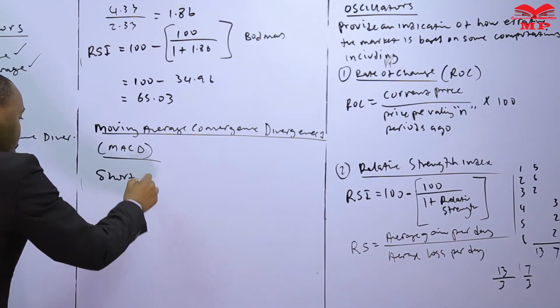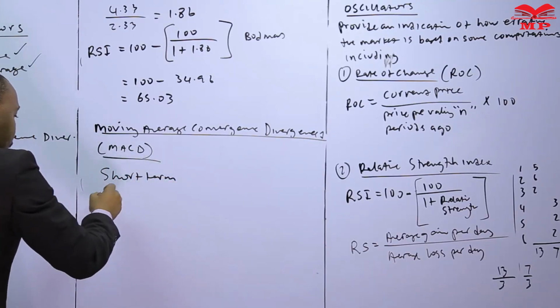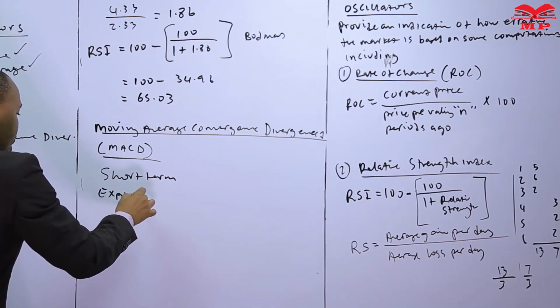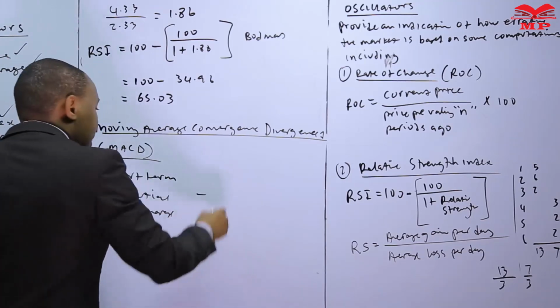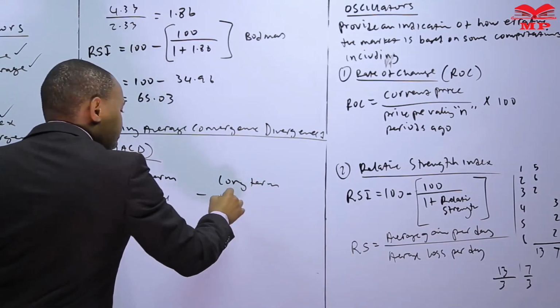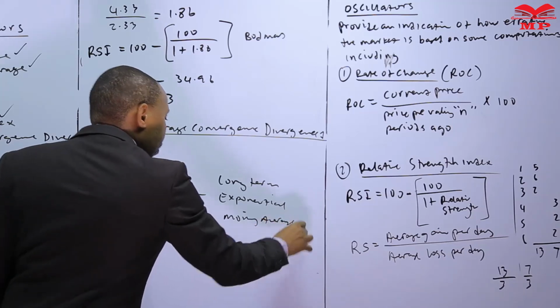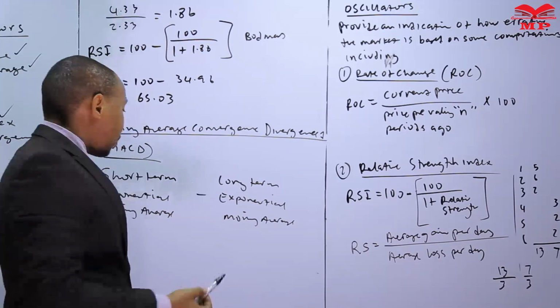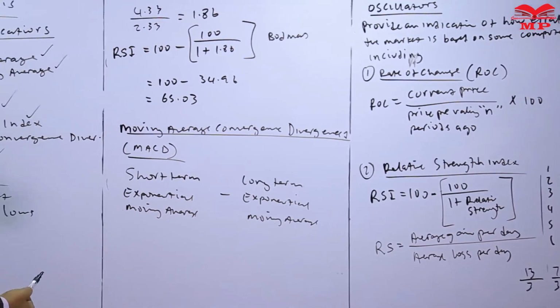So we're saying short-term exponential moving average, minus the long-term exponential moving average, gives us the moving average convergence divergence, or what we're seeing as MACD there. Once we look at that, that will be an indication of the market oscillator, or how erratic the market is.